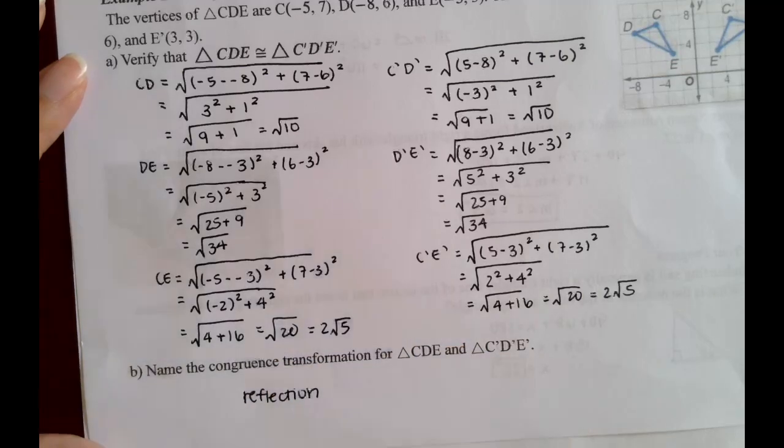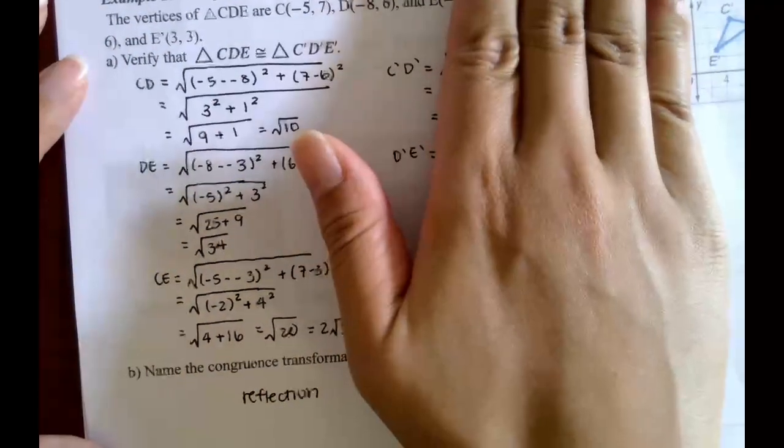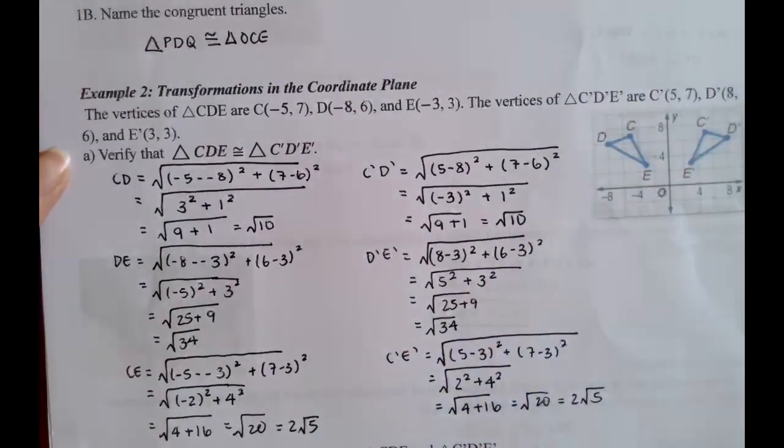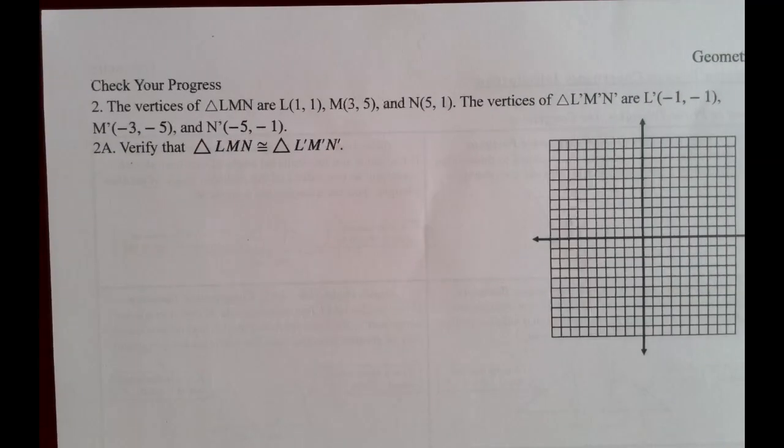So the transformation that happened is that this here was a flip, or a reflection. Basically what happened, it was here and then it reflected, flipped onto this side. Okay, so why don't you try CYP 2, and then once you're done, come check your answer.